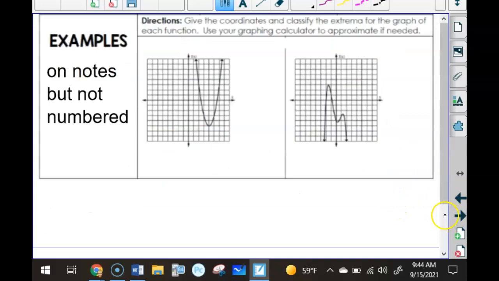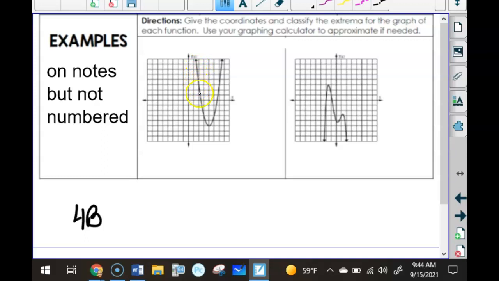All right. Give the coordinates and classify the extrema for the graph of each function. Use your graphing calculator to approximate. No, we're just going to approximate from the picture because I did not give you an equation, right? Is that true in your notes? There's no equation next to these to type in? It says examples on notes, but not numbered. Is that true? Oh, these are across the bottom of the page. What page is this? 4A still? 4B, thank you.